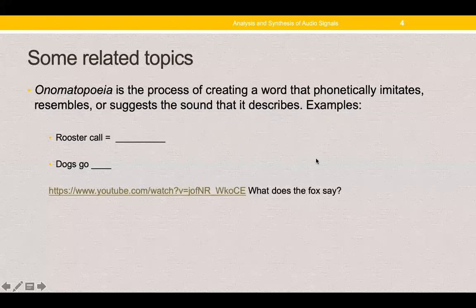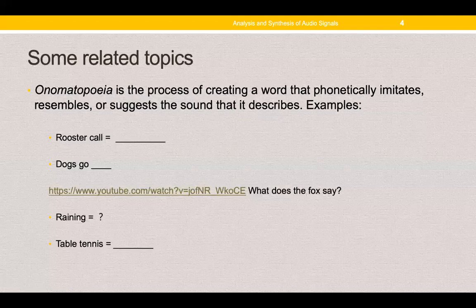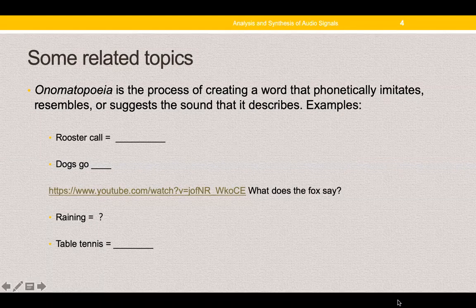All right, so what does the fox say? And some other examples include raining, the sound of raining. It's nice that we discussed the sound of filtered noise. Sometimes it sounds like raining, but how about the word? How do we describe raining in Chinese? If it's raining heavily, how do we describe it? 雨下很大怎么讲? Anybody? 哗啦哗啦. That's raining. Okay, 哗啦哗啦.